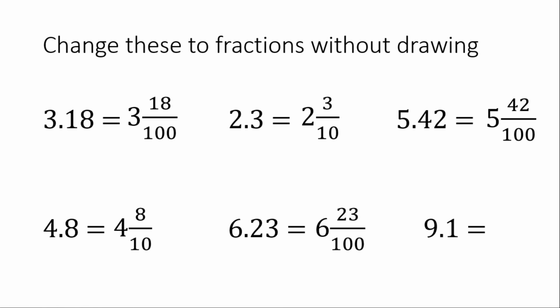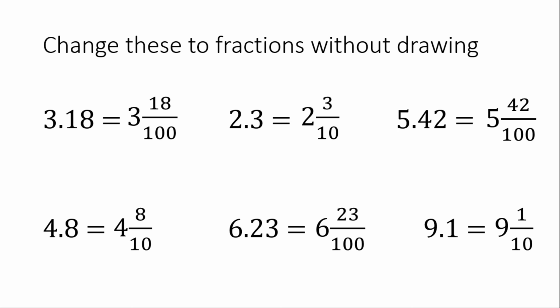And finally, 9.1. Well, the whole amount is going to be 9. Then the fraction bit is going to be a numerator of 1 and a denominator of 10. Why? Because 1 is in the tenths place, so a denominator of 10. And now we know how to convert mixed decimals into mixed fractions, and mixed fractions into mixed decimals.